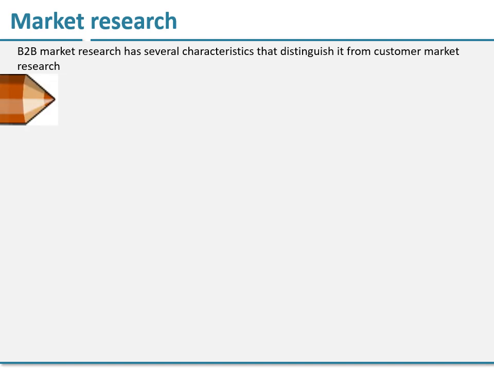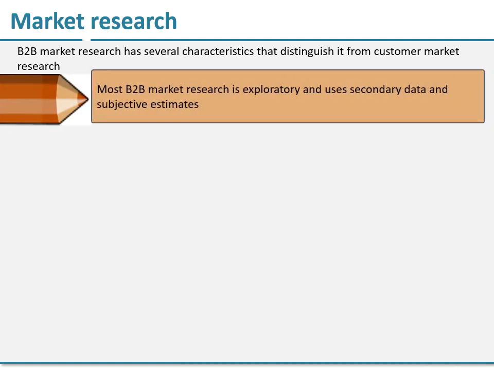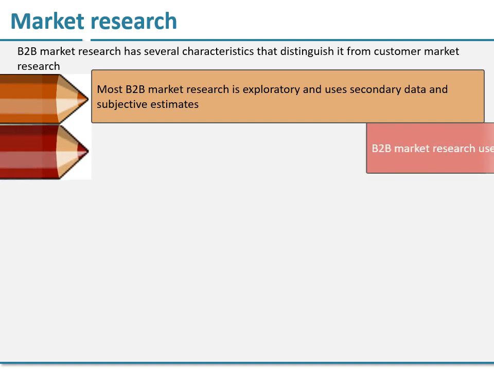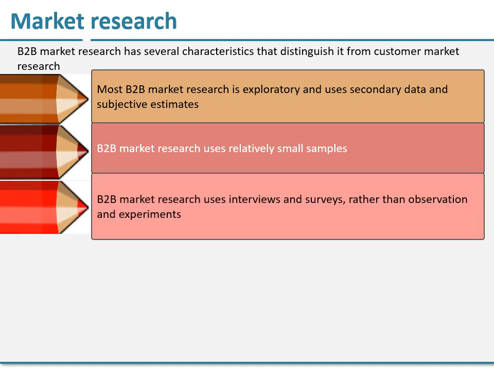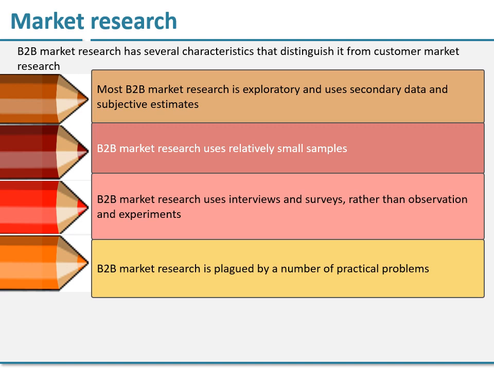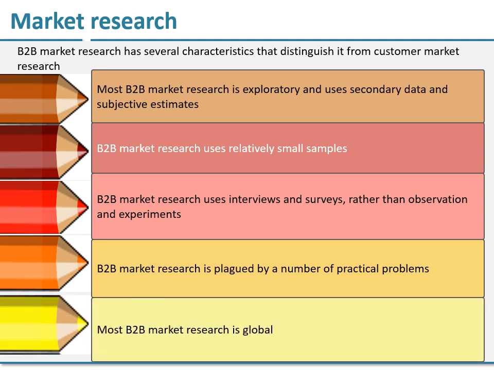Market research. B2B market research has several characteristics that distinguish it from consumer market research. Most B2B market research is exploratory and uses secondary data and subjective estimates. B2B market research uses relatively small samples. B2B market research uses interviews and surveys rather than observation and experiments. B2B market research is plagued by a number of practical problems. Most B2B market research is global.